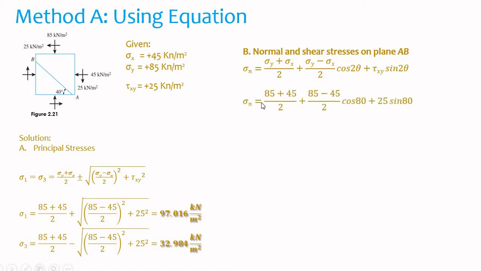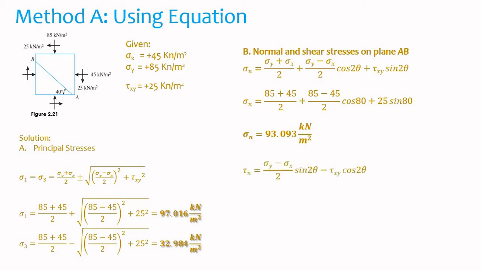So that becomes normal stress is equal to (85 plus 45) divided by 2 plus (85 minus 45) divided by 2 cosine 2 theta. Our theta is 40 degrees, so 2 times 40 is 80, plus 25, the value of our tau xy, sine 2 theta, again 2 times 40 is 80. So our normal stress is equal to 93.093 kilonewton per meter squared.